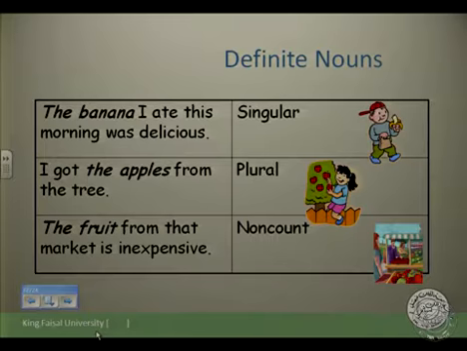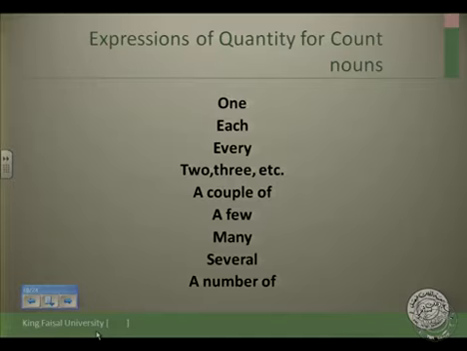With definite nouns, the difference between indefinite and definite. Definite, something that you know 100%. The banana I ate. It's talking about a particular banana. A banana that you know. The banana I ate this morning was delicious. I got the apples from the tree. The fruit from that market is inexpensive. So I'm very sure you know all of these.